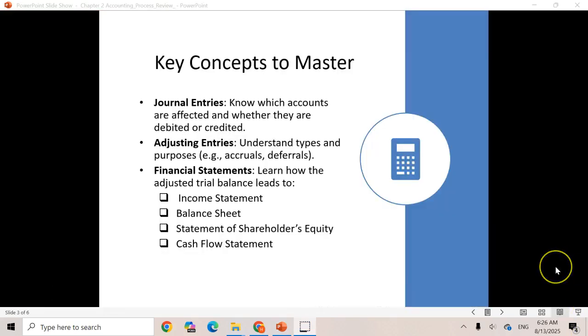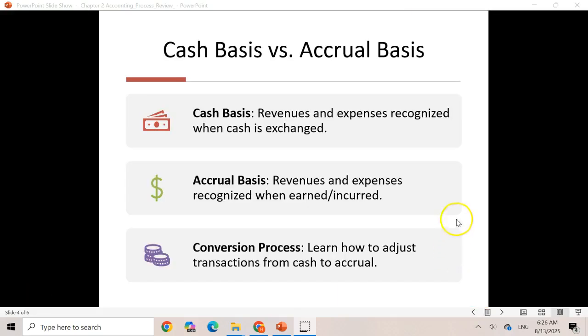The key concepts to master in this chapter are, again, the journal entries and knowing which accounts are affected, the types of adjusting entries, such as accruals and deferrals, and prepaids are adjusting entries, and learn how to post those adjusting entries into the trial balance, which formulates the income statement, your balance sheet, statement of shareholders' equity, and your cash flow statement. In this chapter, you'll also be going over the cash basis versus accrual basis.